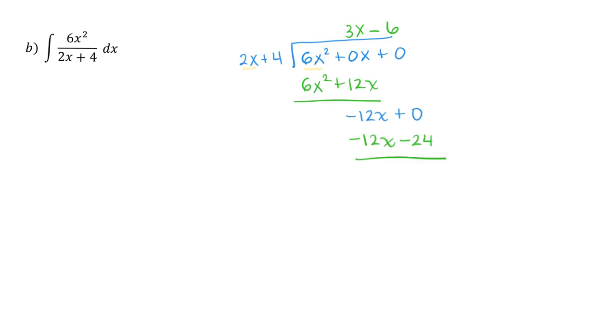And then remember to subtract down. So negative 12x plus 12x is 0. 0 plus 24 is 24. Okay, and then my goal was to rewrite this as a mixed polynomial. So I get 3x minus 6 plus 24 over 2x plus 4.